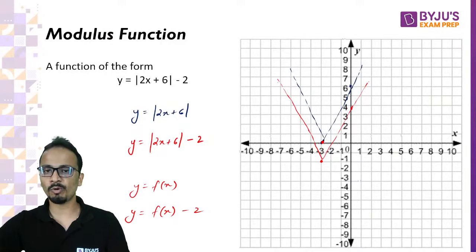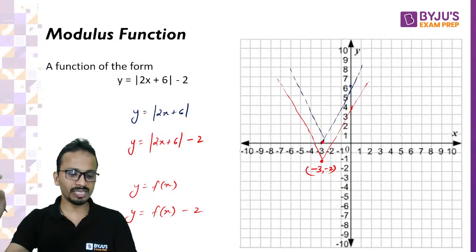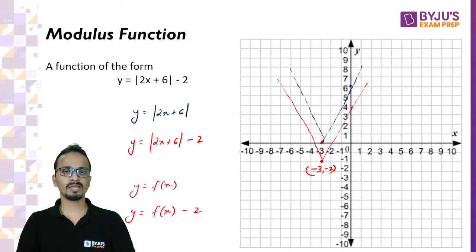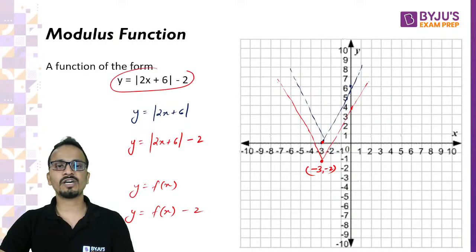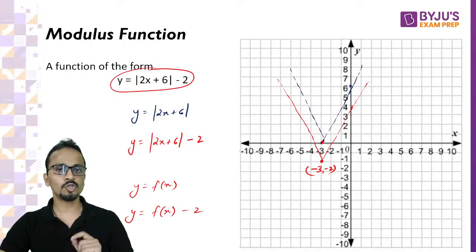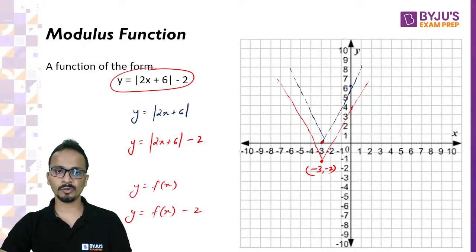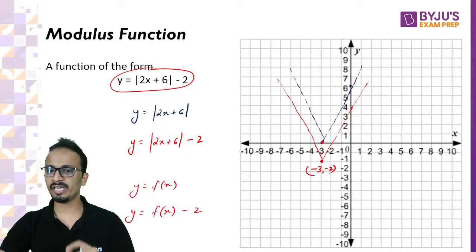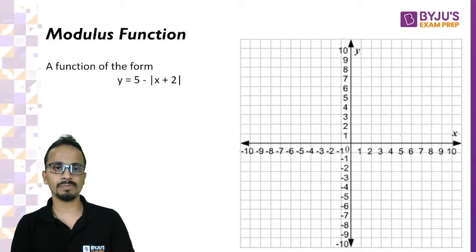So this point will be minus 3 comma minus 2. All right, fine. So it will shift downwards by 2 units. Am I clear? So we have seen how to plot the graph of this function, y equal to modulus of 2x plus 6 minus 2, using different steps. Now all of you will be able to plot this particular graph in one go. Let's move ahead and look at some different examples.